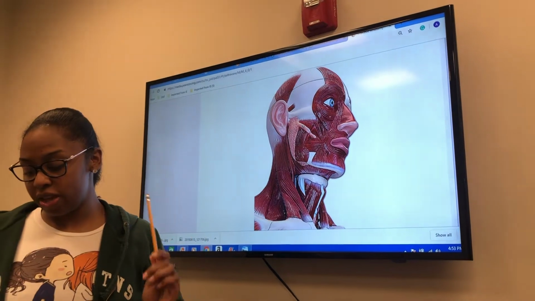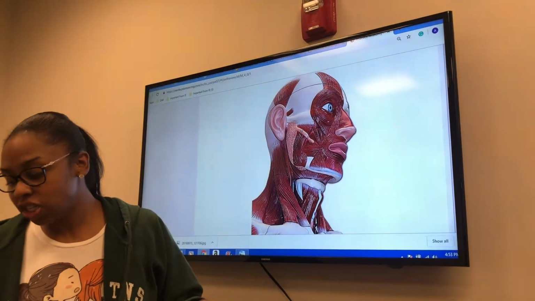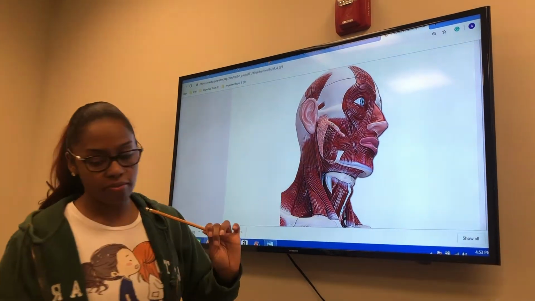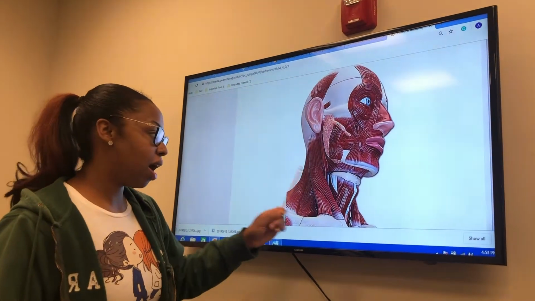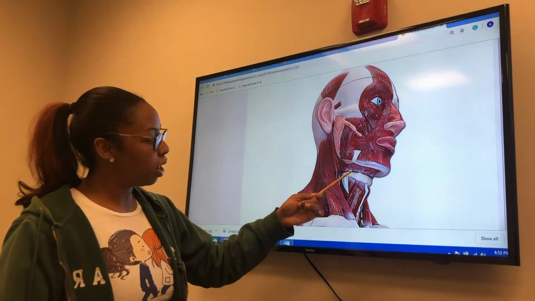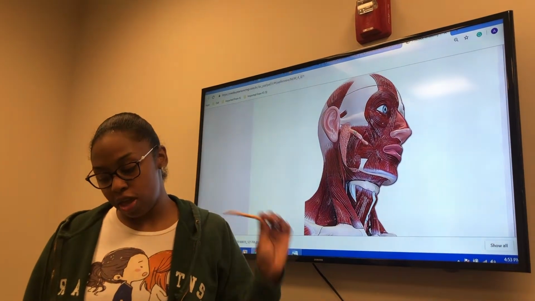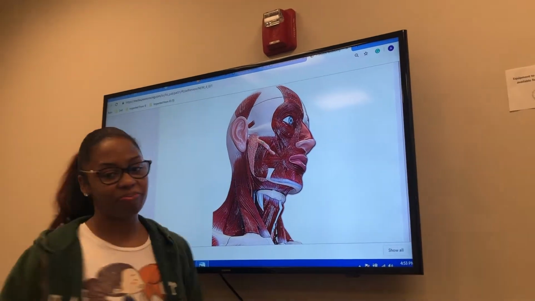This is the mylohyoid bone. Its nerve is the mylohyoid nerve. Its action is to elevate the hyoid bone, which is here. Its origin is the mylohyoid line, which I think is right in here. And its insertion is the body of the hyoid bone, so right in here.